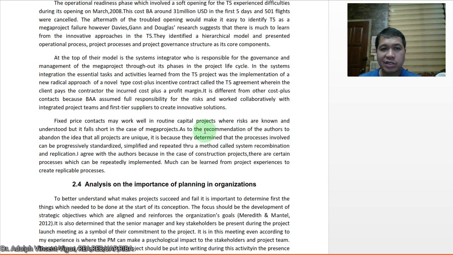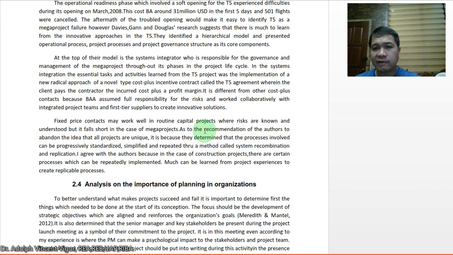The systems integration with essential tasks and activities learned from the T5 project was the implementation of a new radical approach of a novel type of cost-plus-incentive contract called the T5 agreement, wherein the client pays the contractor the incurred cost plus the profit margin.